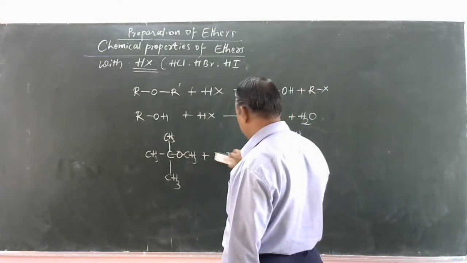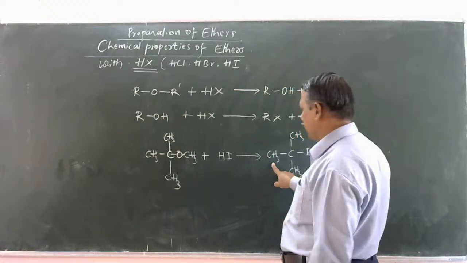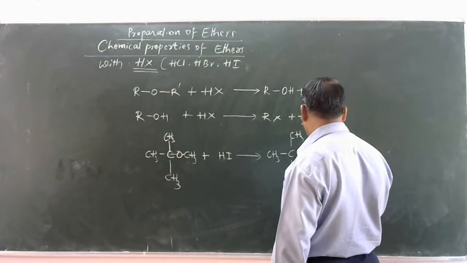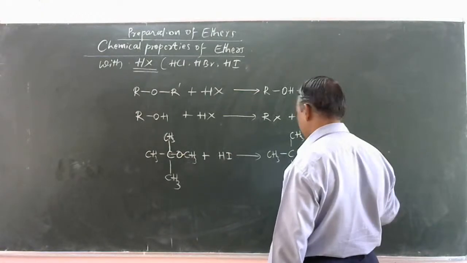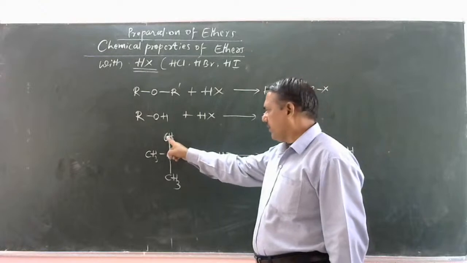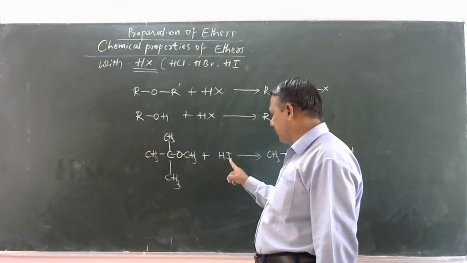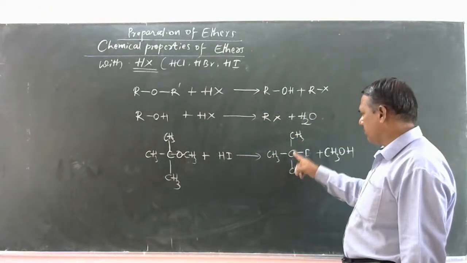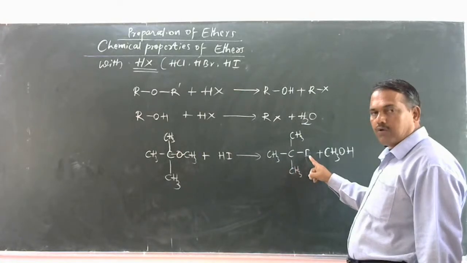OCH3 and here you take HI. We will get CH3OH again. Say CH3COCH3, when it reacts with hydroiodic acid, we will get CH3, CH3, again CH3 and iodine.